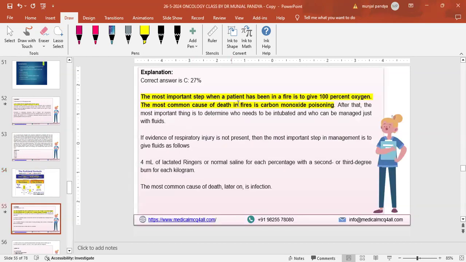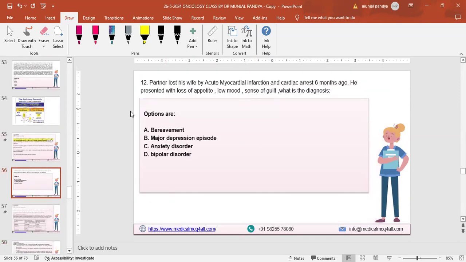So the most important step here is to give oxygen. They have already started, because in fire burns there is carbon monoxide poisoning. So they started oxygen, they started the IV fluid. They are asking how much is the percentage of burns. So 9% face and both arms, 9 plus 9 plus 9, 27. So those who don't know how to calculate, go and read again the Parkland formula, or open up the burns chapter. Extremely high yield question in the exam.